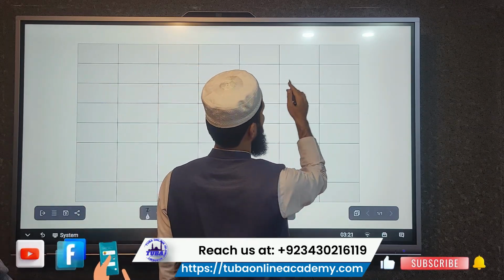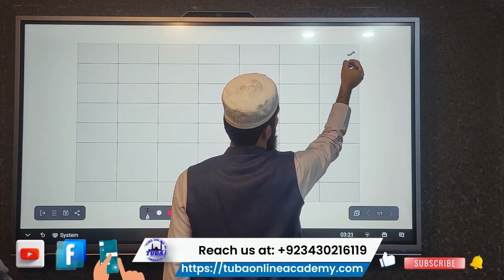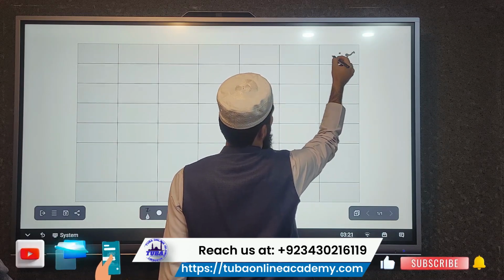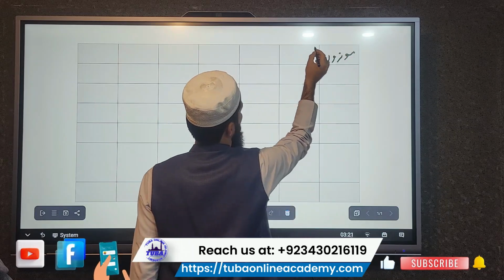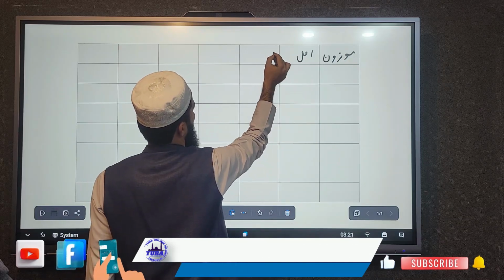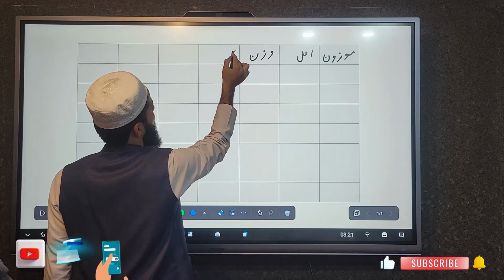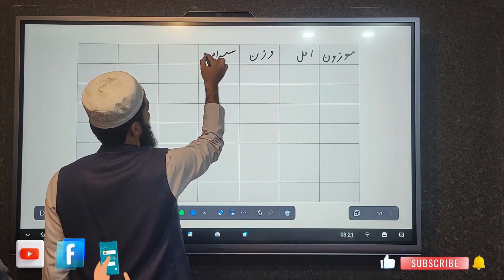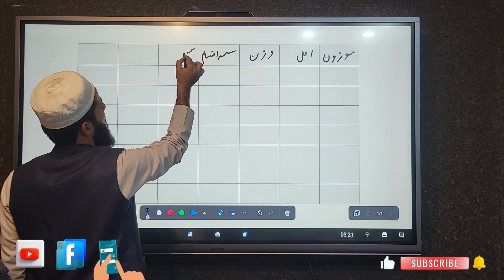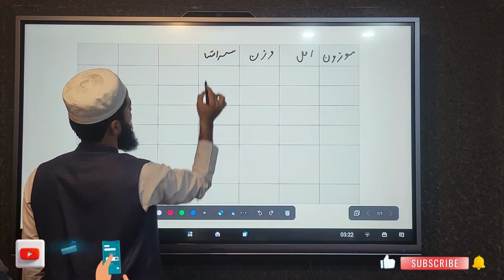So in the first right corner box, I will write here mawzoon. And in the next, asal, and here wazan, and here seh aqsam. And here shash aqsam. Oh, sorry, very rough writing this.